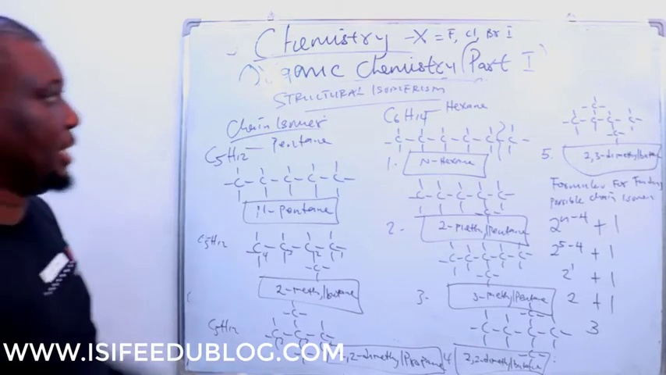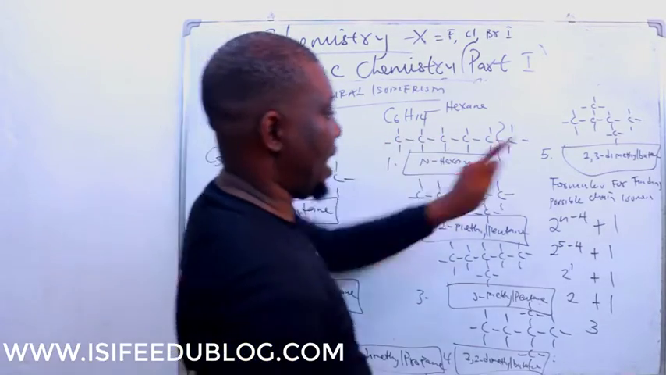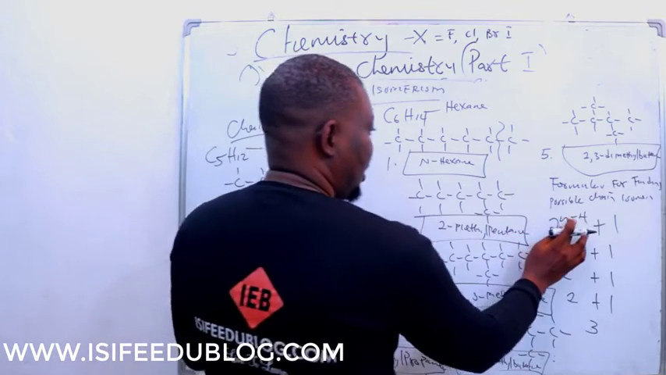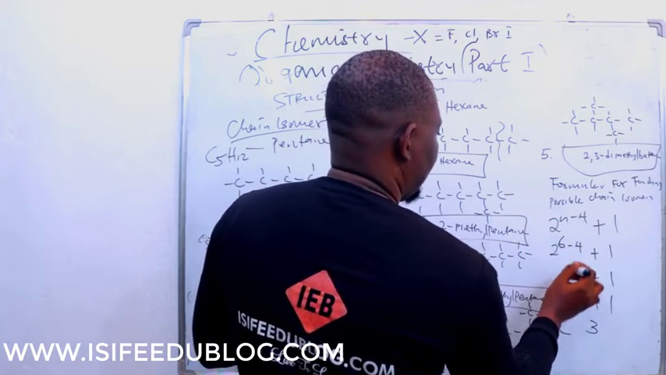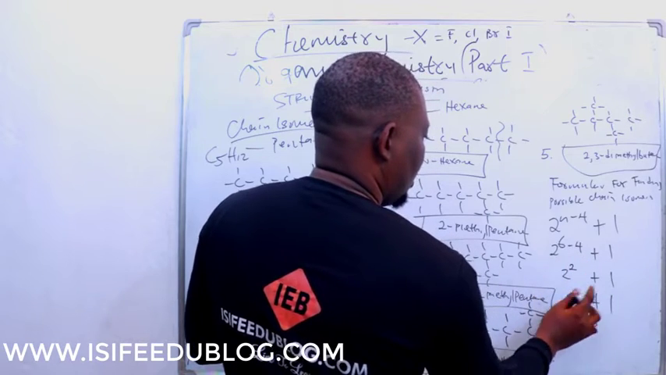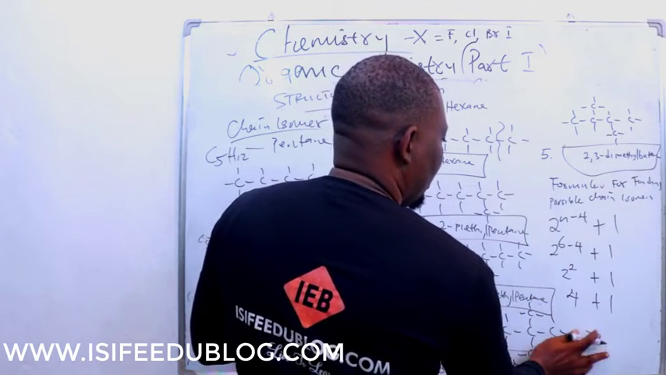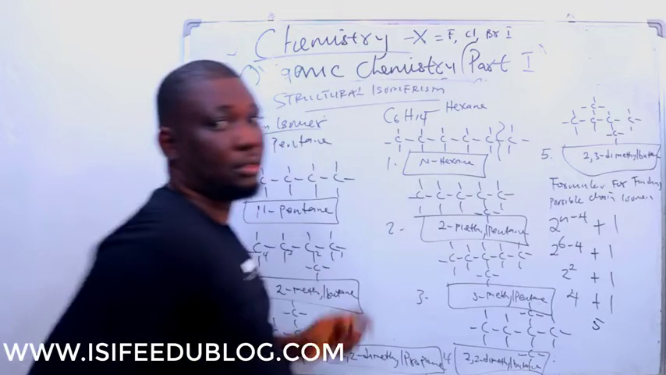How many possible isomers are there for hexane? We were able to obtain 5. Let's see if it can be 5 in this formula. Here the number will be 6, minus 4 gives 2. 2 squared is 4, plus 1 is 5. This is 5.